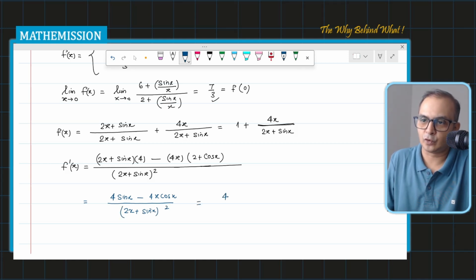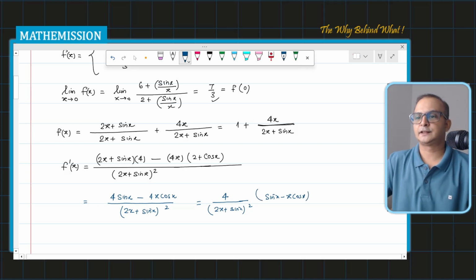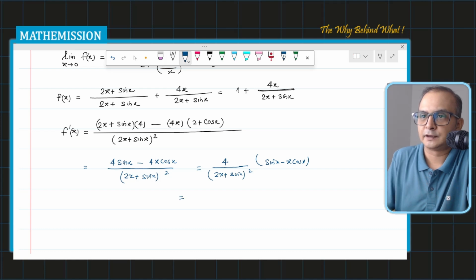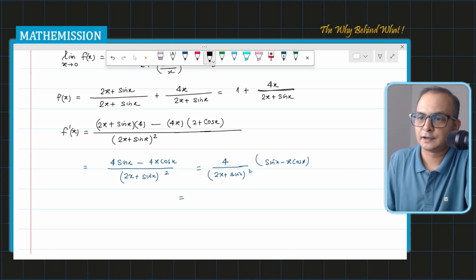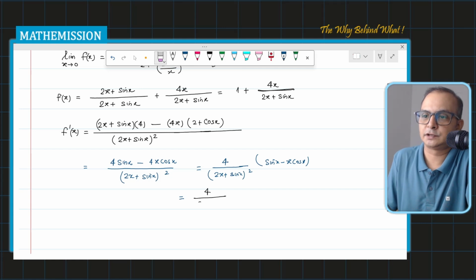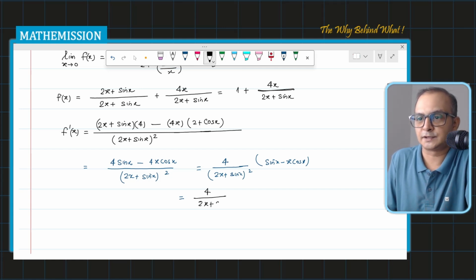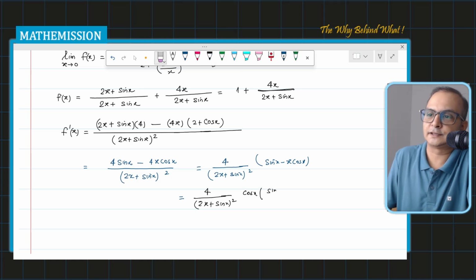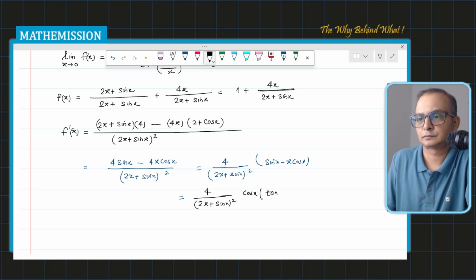We can write it as 4π(2x + sin x)² (sin x − x cos x). Now after this you can find many solutions like this, that they have taken this cos x common from there. So 2x plus sin x the whole square, and then taking cos x, I'm getting here sin x by cos x, that is tan x minus x. And now we have to analyze the sign of this whole thing.